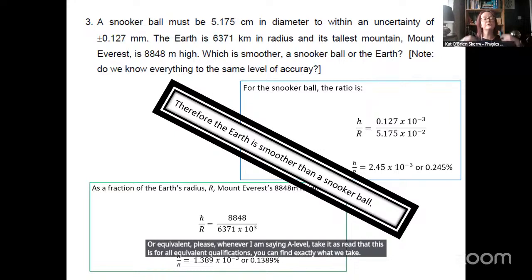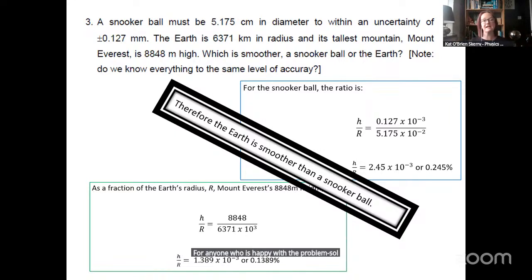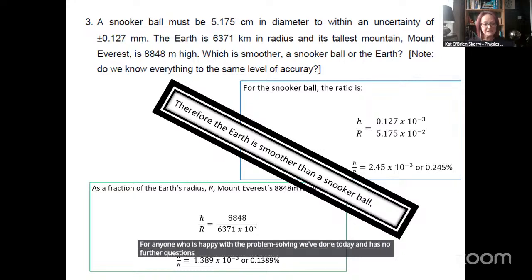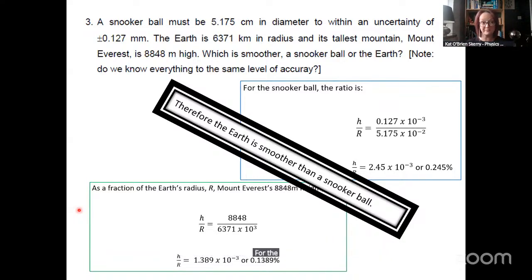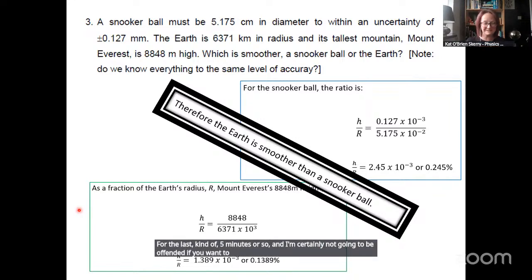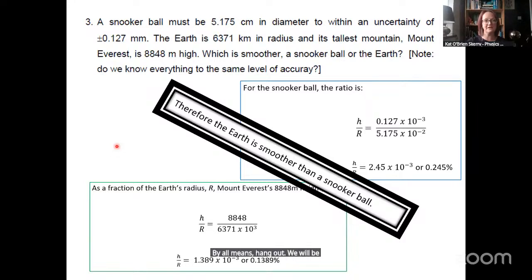For anyone who is happy with the problem solving we have done today and has no further questions about the PAT, we are simply going to be answering questions based on tonight's problem solving and on anything else that comes through for the last 5 minutes or so. And I'm certainly not going to be offended if you want to steal back 5 minutes and go and get yourself an early cup of tea. So go for it. If you've still got questions though, by all means, hang out. We will be here until 8 o'clock answering your final questions.